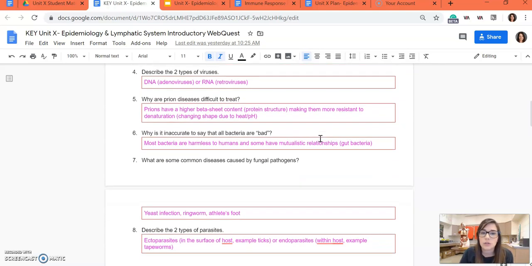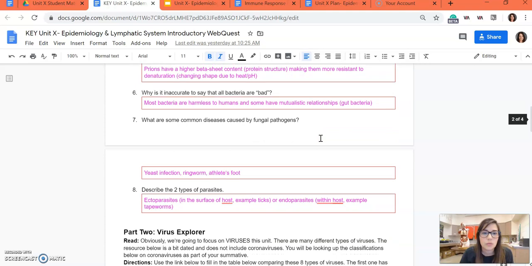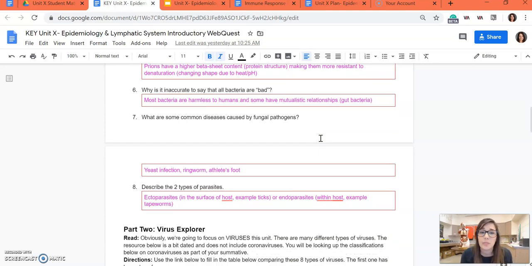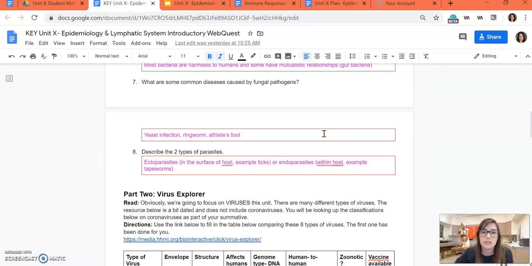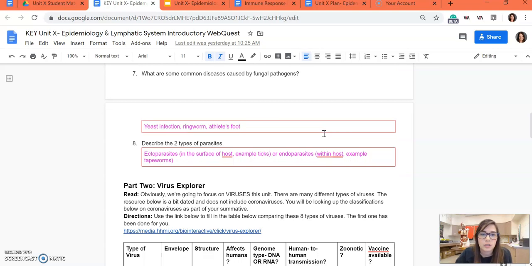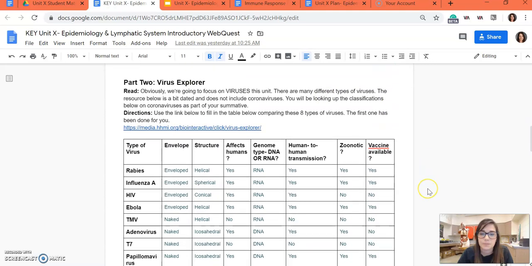Prion diseases are difficult to treat because it's just a protein, and they're very resistant to heat, so they do not denature. Number 6, why is it inaccurate to say that all bacteria are bad? We also have a lot of good bacteria that live on us and in us. Some common diseases caused by fungal pathogens: yeast infection, ringworm, athlete's foot. And then the 2 types of parasites: ectoparasites, which means they live outside of a host, and endoparasites, which means they live within a host.